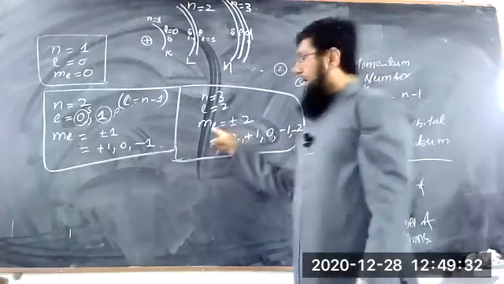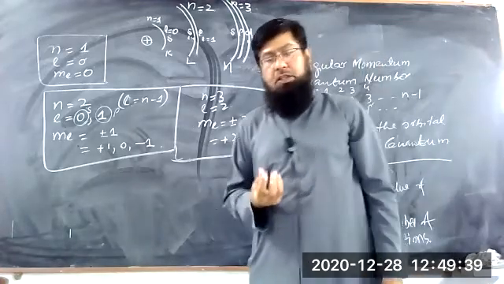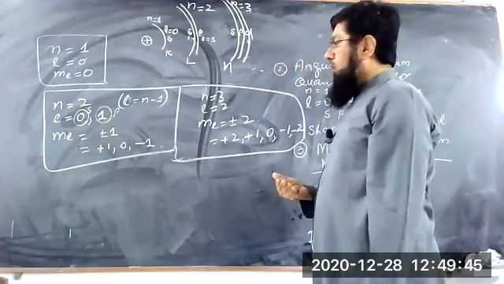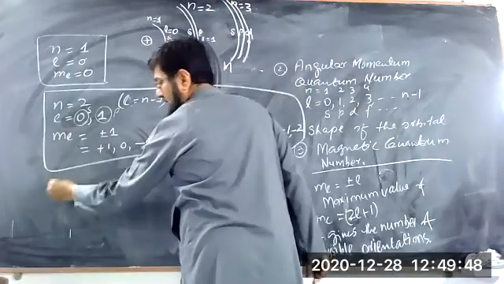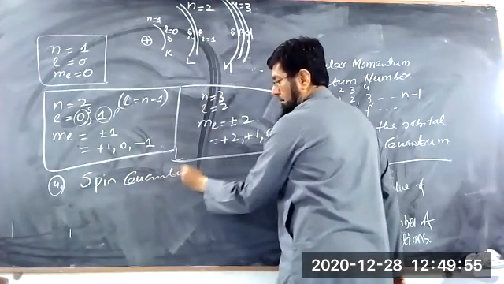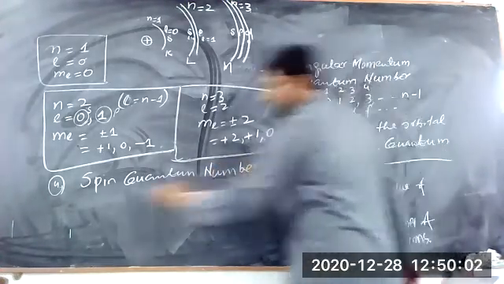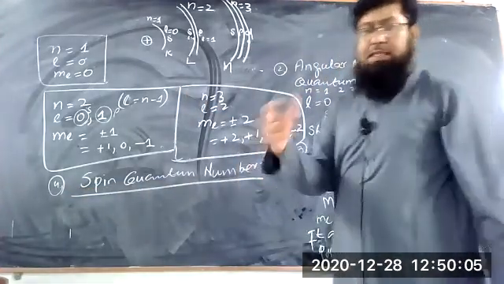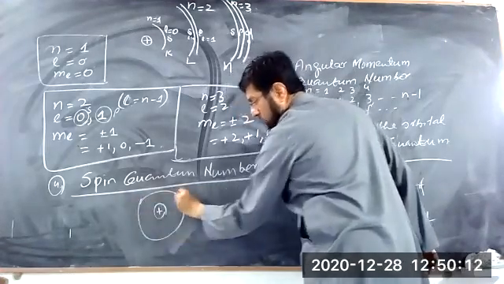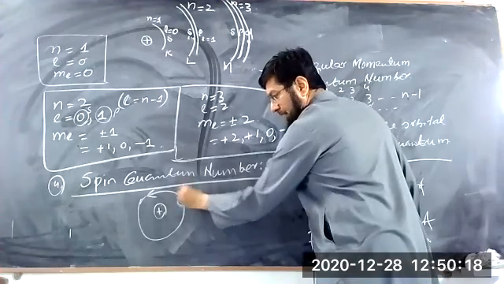So this ml, the magnetic quantum number, tells us the possible orientations of the electron motion, because the electron is revolving in the orbital. So here the fourth quantum number is the spin quantum number. In the spin quantum number, you know that the electron is rotating on its own axis. When we say this is the nucleus, the electron is orbiting around the nucleus, which we call the angular momentum quantum number. Similarly, the electron is spinning on its own axis.